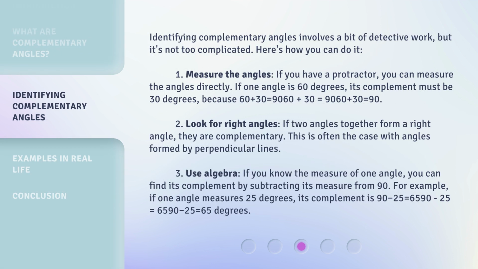Identifying complementary angles involves a bit of detective work, but it's not too complicated. Here's how you can do it. 1. Measure the angles. If you have a protractor, you can measure the angles directly. If one angle is 60 degrees, its complement must be 30 degrees, because 60 plus 30 equals 90.